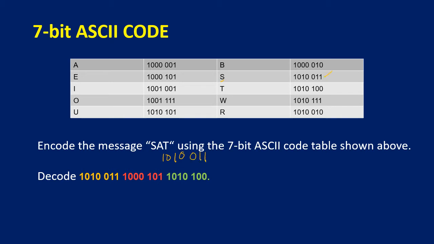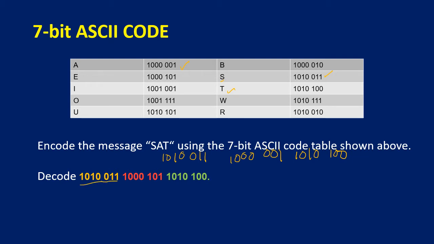1010011, this one, okay? And then A, so that's 1000001, and then lastly T, so that's 1010100. Okay, so that's how you encode SAT. What about this one? Decode this.